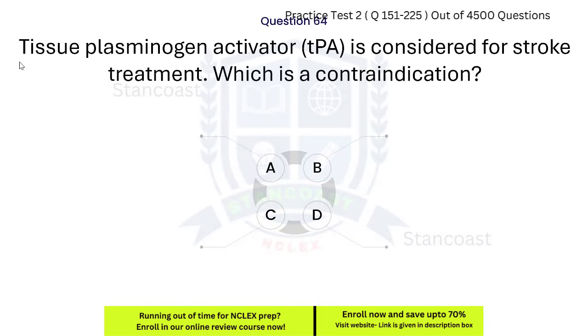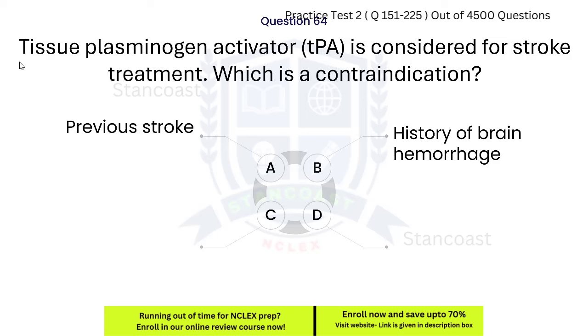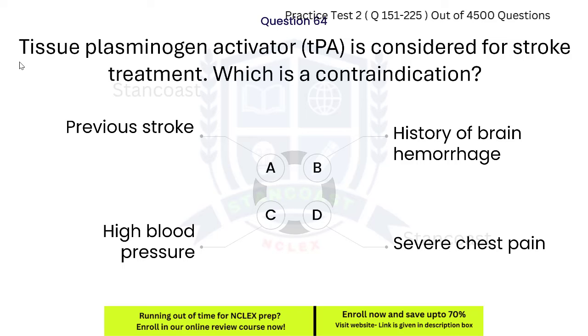Next question. Tissue plasminogen activator, also known as TPA, is considered for stroke treatment. Which is a contraindication? A. Previous stroke. B. History of brain hemorrhage. C. High blood pressure. D. Severe chest pain. Think about the risks associated with TPA.